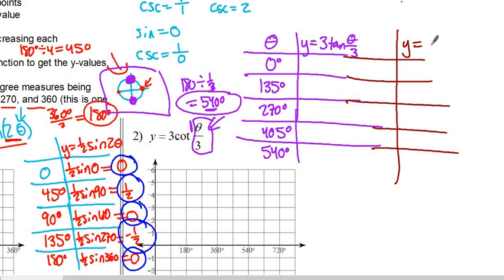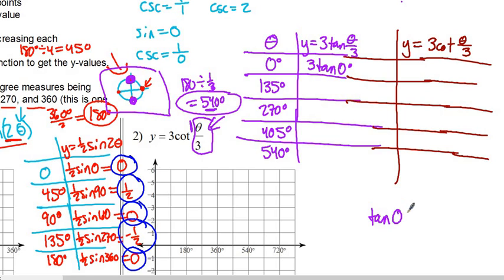So this is going to be for cotangent, for 3 cotangent of theta over 3. And once we have the tangent values, it'll be easy to find these right here. All right, so we'll plug in 0. So 3 times the tan of 0. Well, remember, tangent is sine over cosine. So that's like sine of 0 over cosine of 0. Sine of 0 is 0, and cosine of 0 is 1. So this is just equal to 0 right here.